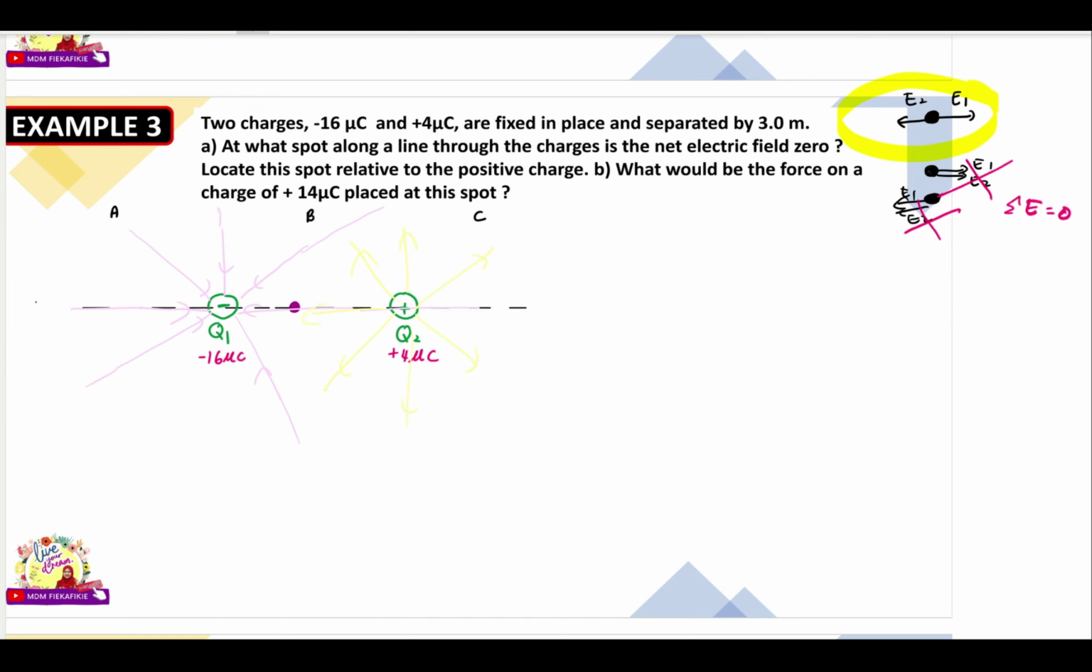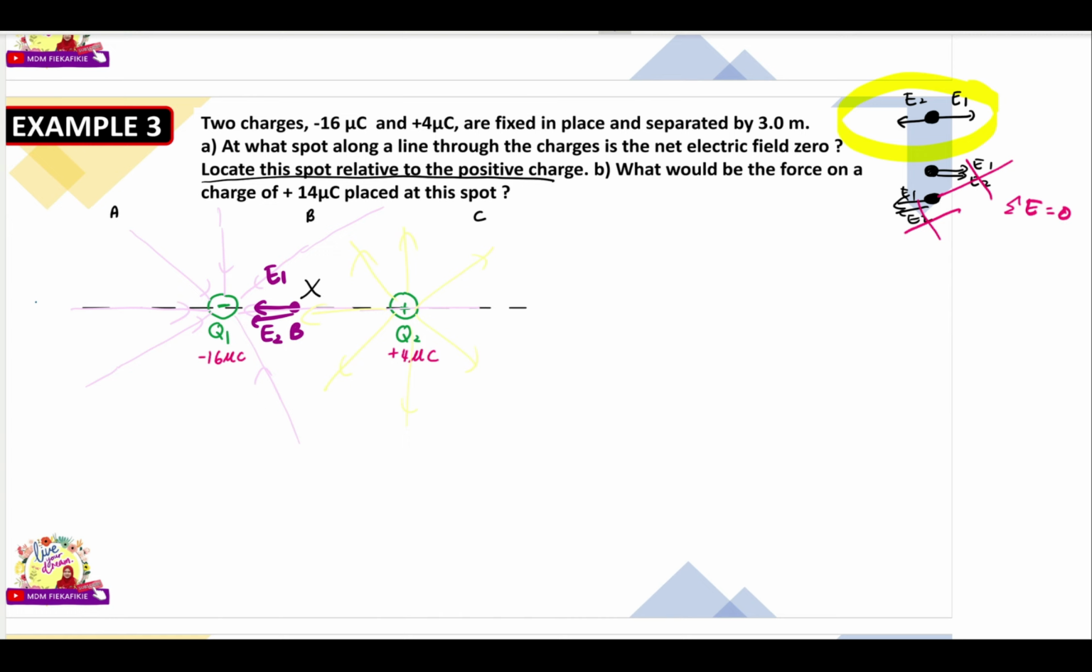Okay, so at point B, kalau kita lukis, dia akan dapat macam ini. Yang color purple tadi E1, color kuning tadi pun sama ke kiri. Okay, so kita tak boleh pilih. Kita tak boleh pilih ini. Okay. Lagipun soalan dah sebut ni, locate this spot relative to the positive charge. Okay, so relative to the positive charge means that lebih dekat dengan charge yang positif.